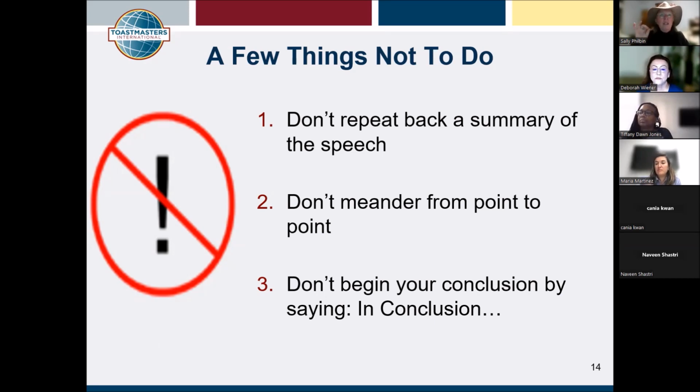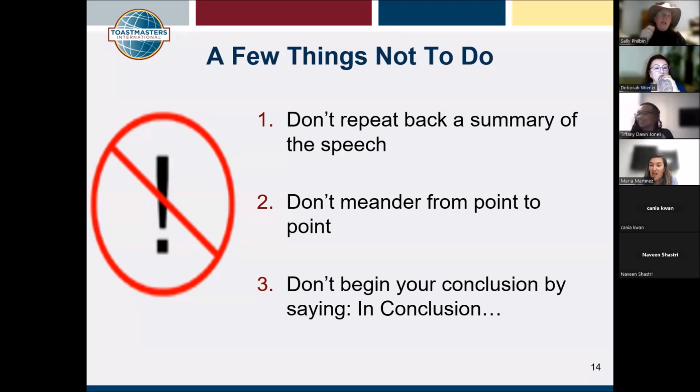In a speech contest, the individual has 5 minutes to write out their notes, make an outline, and they write it on a piece of paper. And then those notes are collected by the sergeant at arms. And when they're called into the room to give their evaluation, that piece of paper that they prepared is handed back to them.